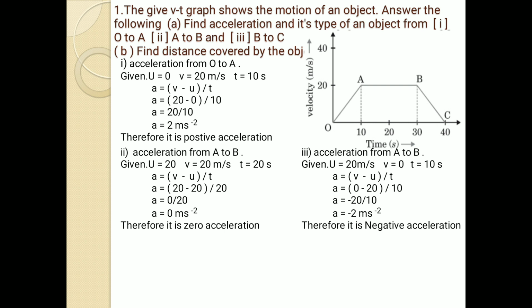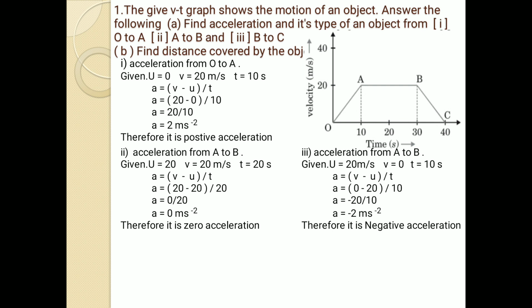Okay, the object is accelerated opposite to the direction of velocity. Is it clear? What about the first condition, O to A? In O to A, the acceleration as well as the change in velocity are both in the same direction. So that's the reason it's a positive acceleration. What about B to C? It's a negative acceleration. Is it clear?